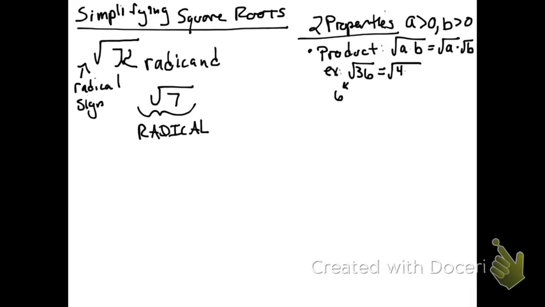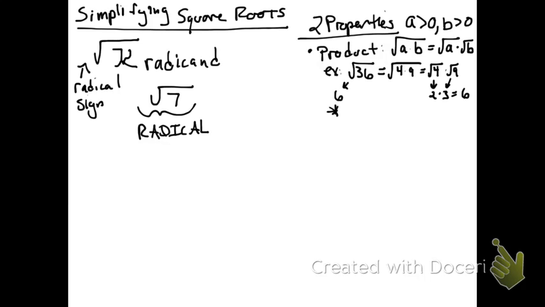36 is the same as 4 times 9, and if I apply the product property, that's saying I can square root 4 and then multiply it to the square root of 9. Now the square root of 4 is the number 2, the square root of 9 is the number 3, and if we multiply those, we get 6. So they are equivalent. We can apply the product property.